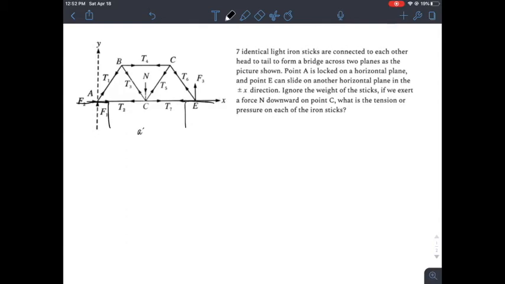the iron sticks? So why don't you pause the video, try to solve it on your own, and then come back later and see how I did it.